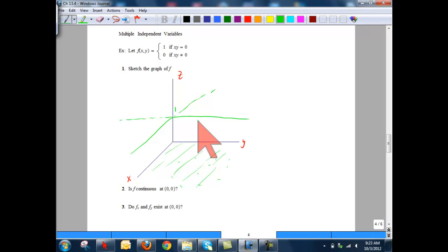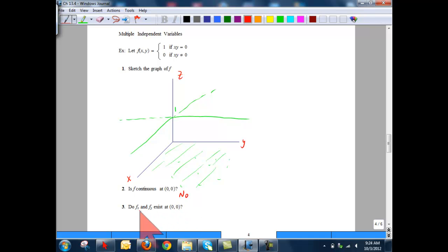So let's answer some concept questions here. Is f continuous at the origin? Well, absolutely not. There are places arbitrarily close to the origin where the value of f is 0, but right at the origin the value of f is 1. So no, not a chance. Now, do the first partials exist at the origin? Well, for that I have to think about the values of the slope as I come in toward the origin.